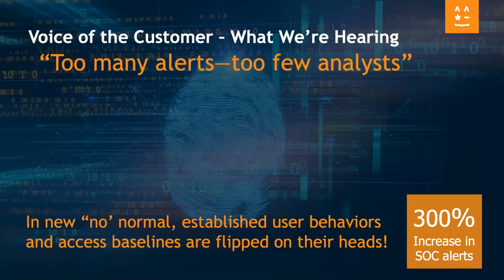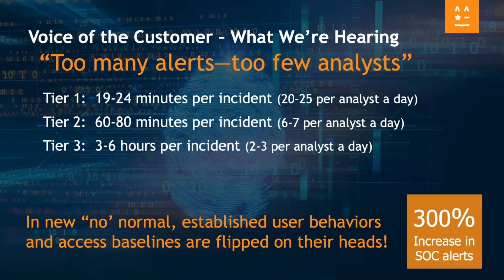We conducted our own survey, and we find that our customers in large organizations that have tier 1, 2, and 3 are reporting that the average triage per incident for level 1 is around 19 to 24 minutes per incident, and they're getting roughly 20 to 25 incidents per day. Tier 2 spends about 60 to 80 minutes on their typical incidents per day as well. And tier 3 are usually your threat hunter teams, your automation teams, as well as your last final stand on triage.